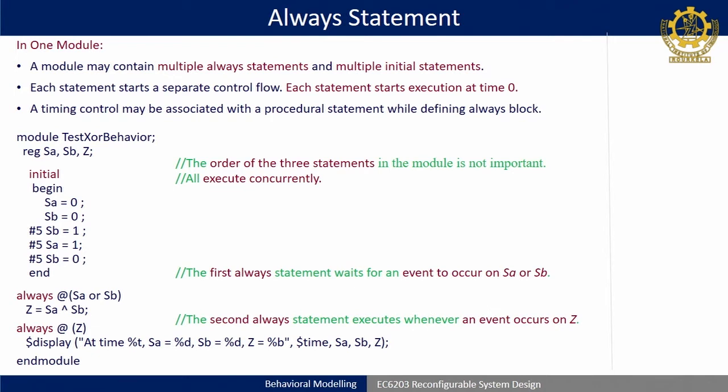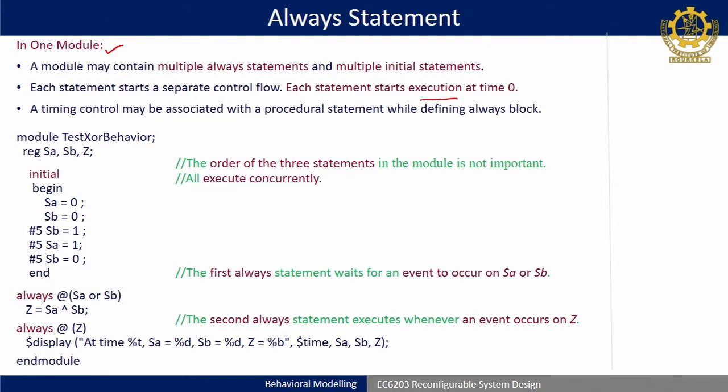Now, the next question arises, let us say there is more than one initial or always statement in the same block. Assume that there is a code where we have more than one initial or always statement, then how will they execute? Till now we have discussed that each statement starts executing at time 0. So, we will see how it is executing.